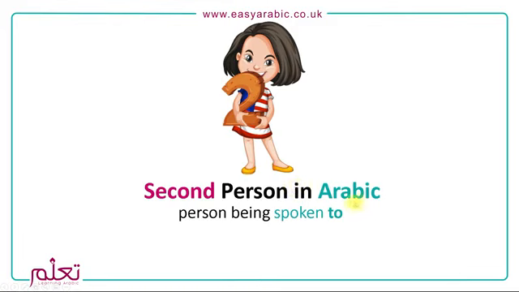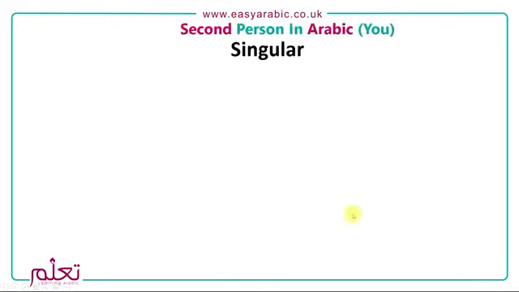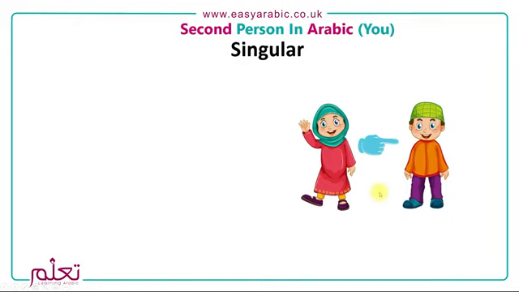The second person in Arabic, when we talk to a male, we will say anta, anta. So here the girl is talking to the boy, and we say anta.